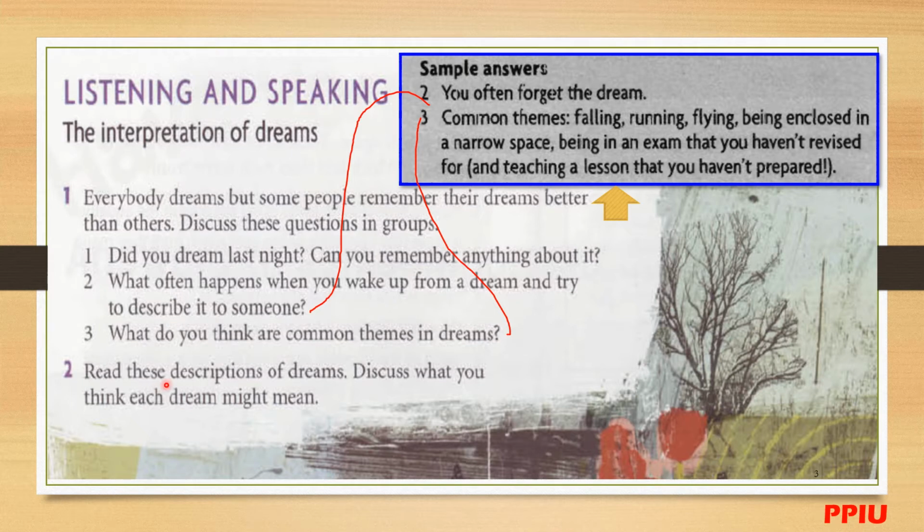When we dream about falling, what do we normally think and feel? Running, somebody chasing you, and you keep running but cannot run faster. And then some people wake up and feel shocked. Or flying, or being enclosed in a narrow space, and then you wake up in the middle of the night. Or the other bad nightmare, being in an exam that you haven't revised for, or going to class to teach without even preparing a lesson.